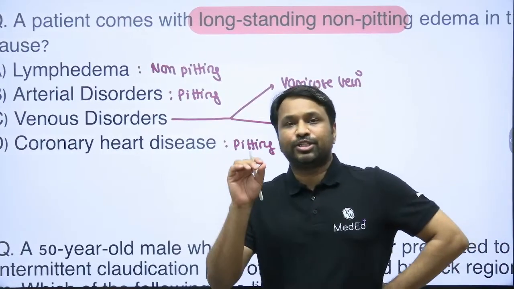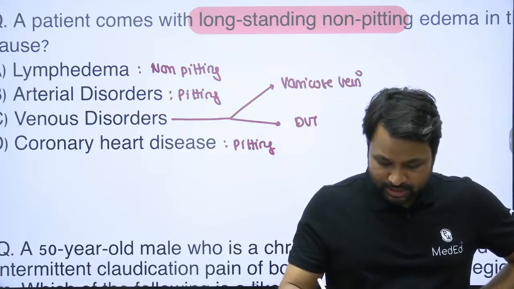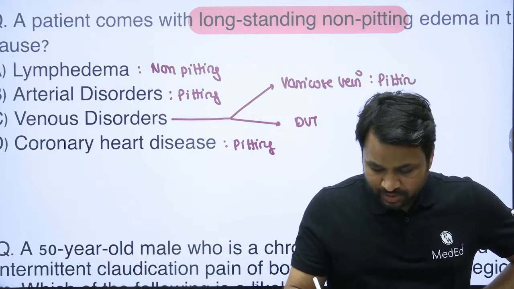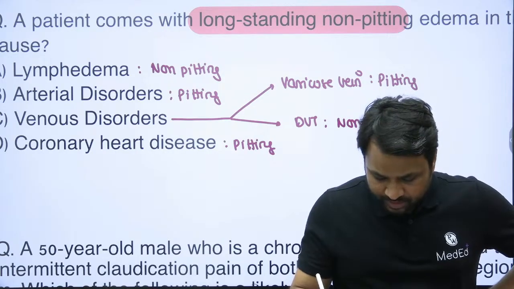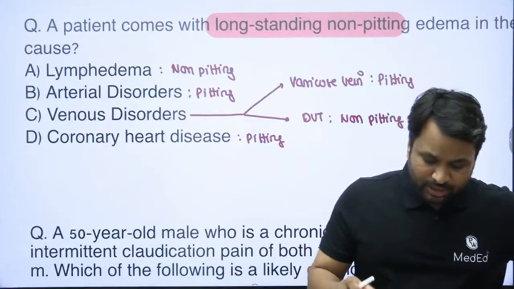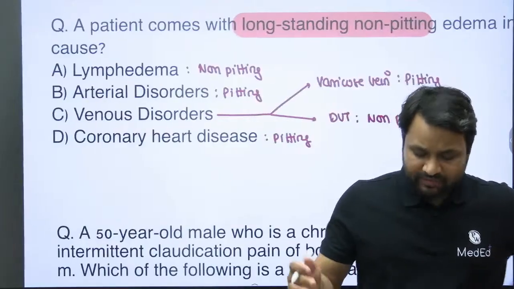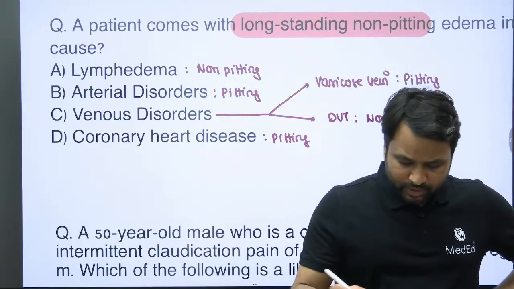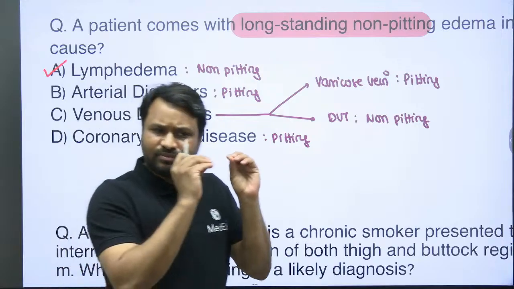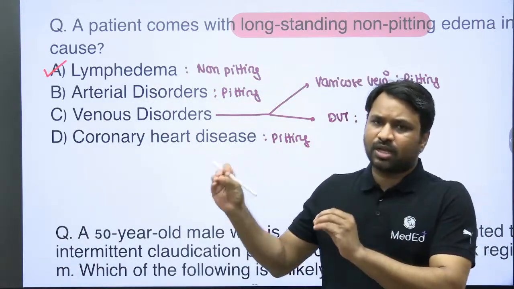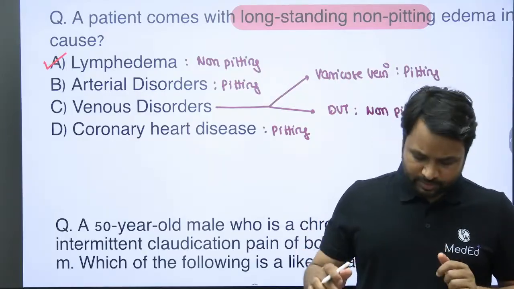Varicose veins, initially when they cause edema, that is because of lymphatic blockage, and here it is going to be in the form of pitting edema. DVT will have a non-pitting edema. So now the question is, which of the following is the patient with long-standing non-pitting edema in the leg? Out of DVT and lymphedema, which is more common? As all of you have given the right answer, here it is going to be A for Ahmedabad. So this is with respect to lymphedema.